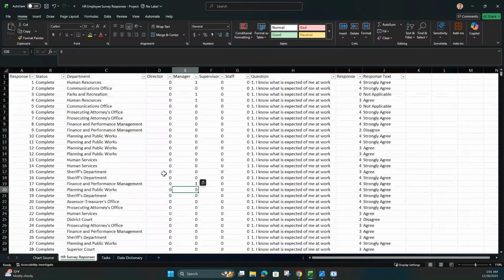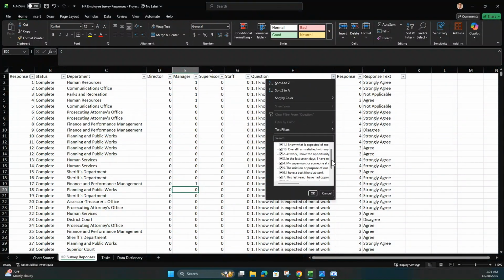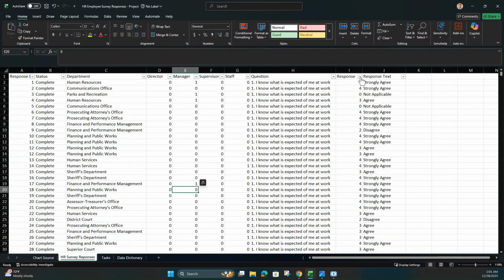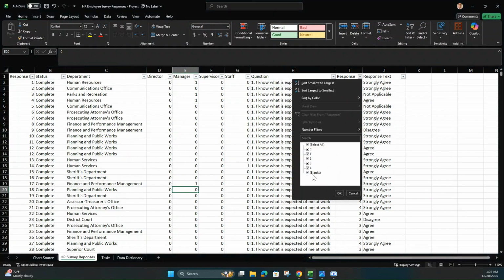We start with this raw data, and doing a quick review, we can see that in the question field we have a little problem because the seventh question is repeated. The same with the response column, which is very important to this data set. We have some blanks, so we need to decide what to do with this.